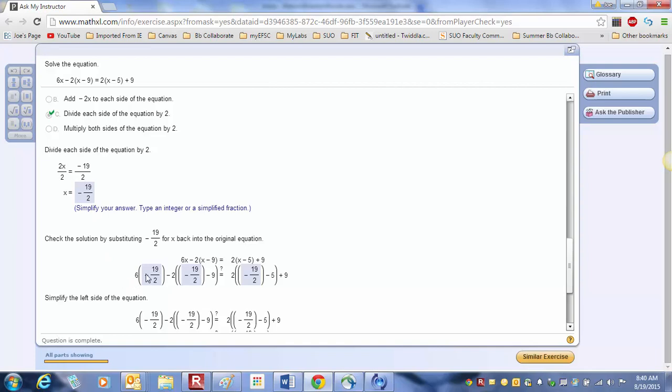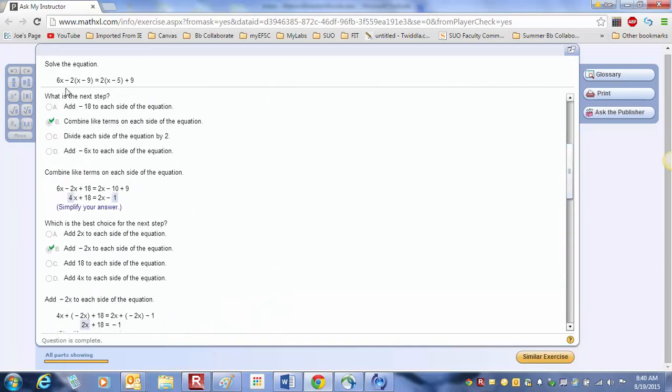The check would be to take that answer and substitute it back into the original equation here, making sure the left-hand side equals the right-hand side. That's what we got. We got negative 20 equals negative 20. So therefore, negative 19 over 2 is the final answer.